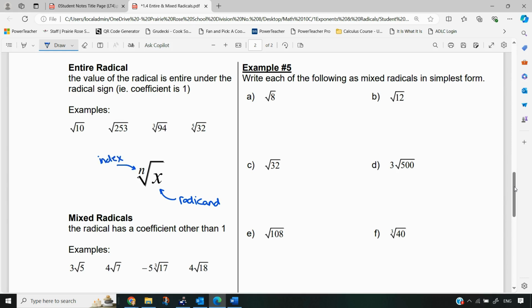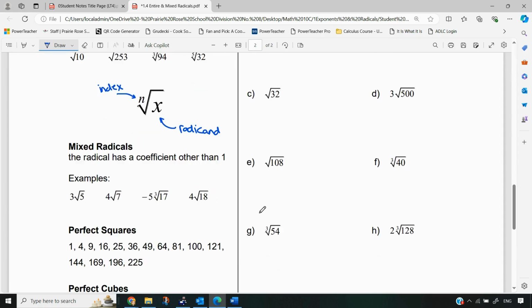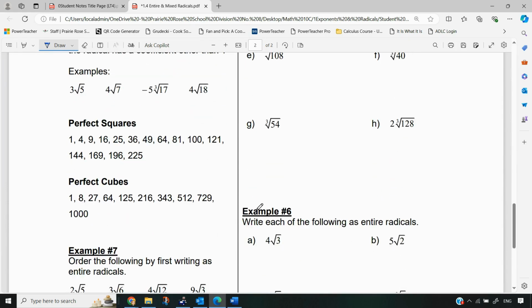So if something is an entire radical, everything is entirely under the radical sign. So we just have our root with our index and our radicand. If something is a mixed radical, that means the radical has a coefficient other than 1. So there's something outside of that radical sign. Some examples would be 3 root 5, 4 root 7, negative 5 times the cube root of 17, and 4 root 18.